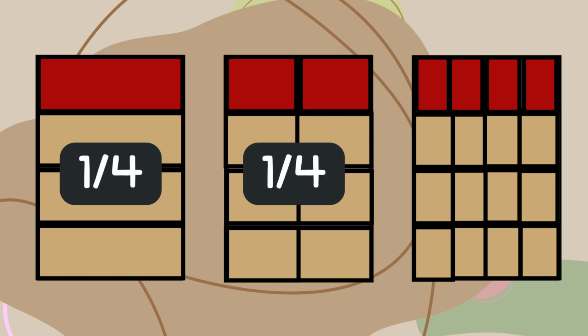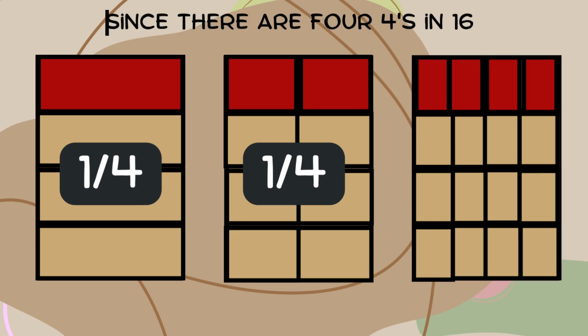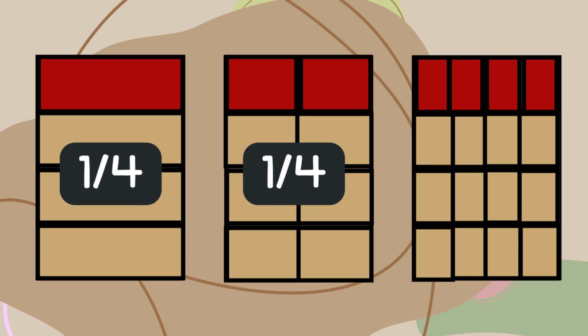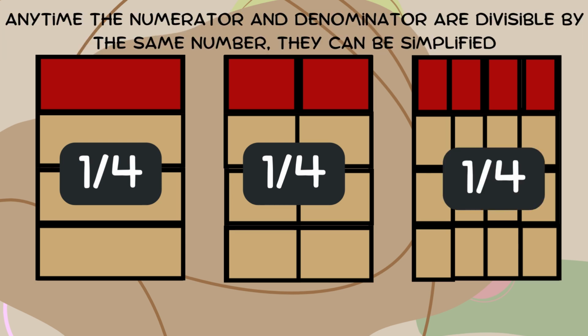This is the same concept for the third column. Since there are 4 4's in 16, we can simplify 4/16 to 1/4. What this shows us is that any time the numerator and denominator are both divisible by the same number, they can be simplified.